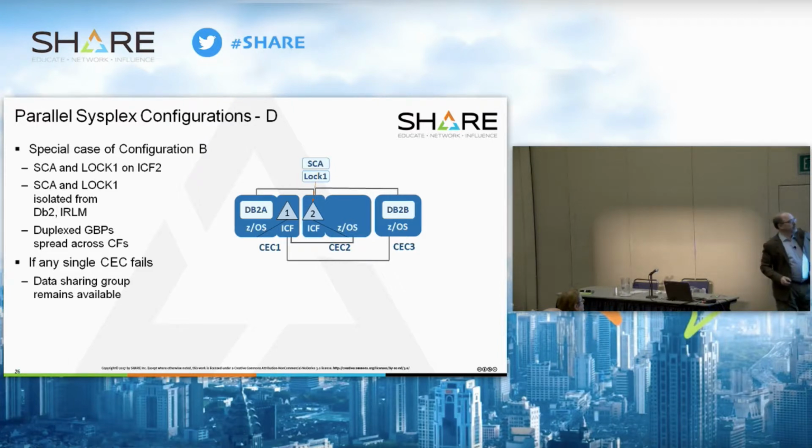So this might have been production, and we moved this DB2 here, and the lock and the SCA, that would have been QA, and we moved this DB2 and the locks over there, and that would be dev, right? So I can do various things with this configuration. This is just a special case of B, right? It's in effect an external CF even though I'm using ICFs, because I don't put a DB2 where the lock and the SCA are.